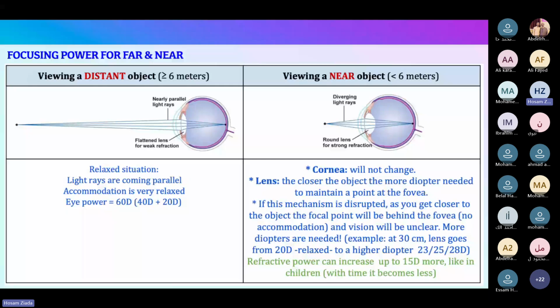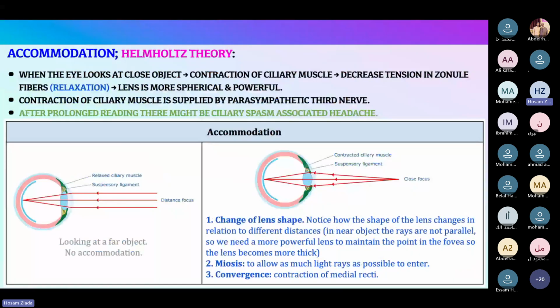But in near objects, like focusing this computer now while we are studying together, you will find that the light rays are coming from a closer point, so higher angle of incidence, so the light rays will come more divergent, and so we need to converge these divergent light rays, so we need more power. I think it's clear now for these words. And let's go for the accommodation.